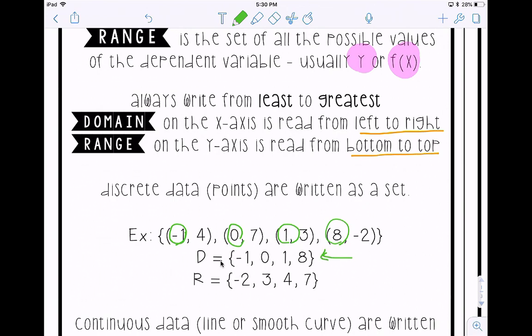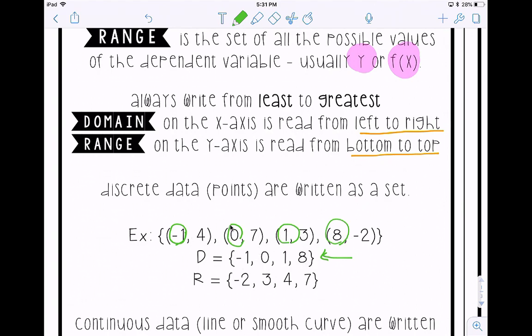So we write a set with these squiggly brackets like this, and again, we put them in order from least to greatest. Domain is usually already in order from least to greatest. That's just technically the way we write it. But if they're not in order when they're in the set, then you would have to write them like this.